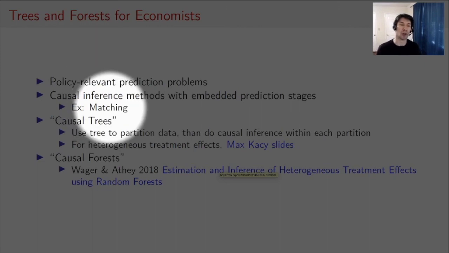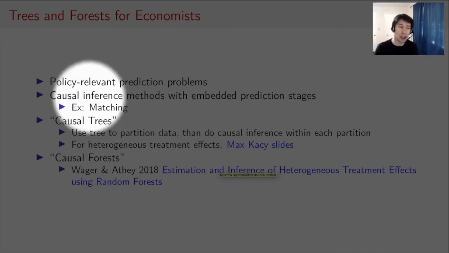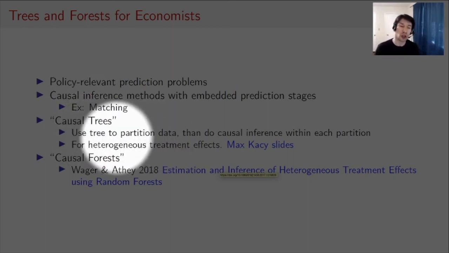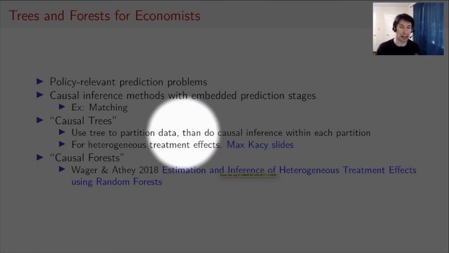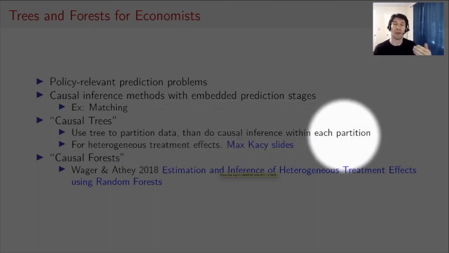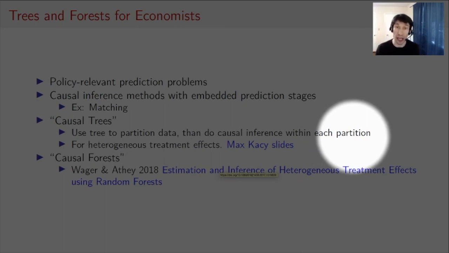For instance, when we do matching methods, matching methods are often prediction methods. So the matching stage, instead of using a discrete choice model, we might use one of these machine learning methodologies now. There is a relatively novel methodology referred to as causal trees. So what are causal trees? That's just when you use a tree to partition your data in an optimal way, and then you do causal inference within the partition that is created by your tree.